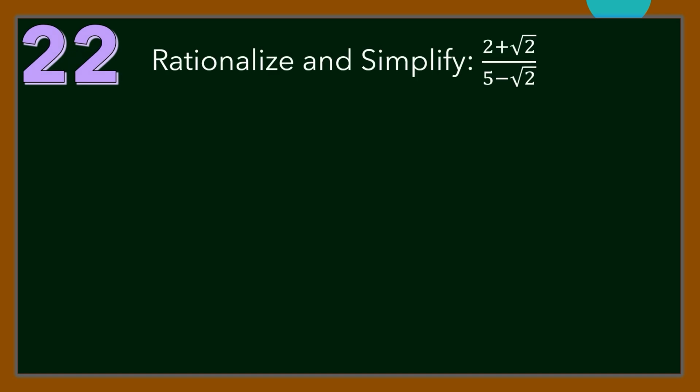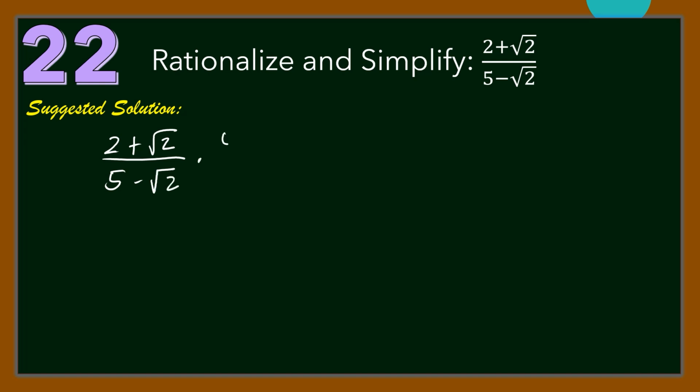Number 22. Rationalize and simplify: 2 plus square root of 2 all over 5 minus square root of 2. For our solution, we're going to multiply both the numerator and denominator of the given expression by the conjugate of the denominator, which is 5 plus square root of 2. So we have 2 plus square root of 2 over 5 minus square root of 2 times 5 plus square root of 2 over 5 plus square root of 2.